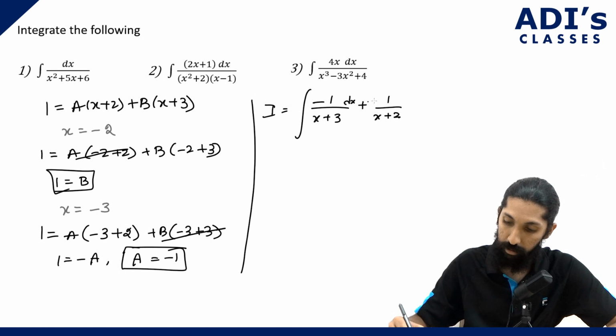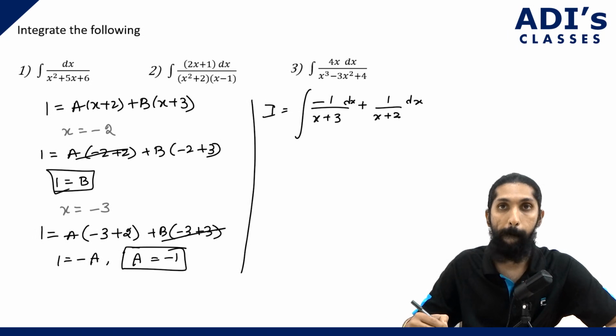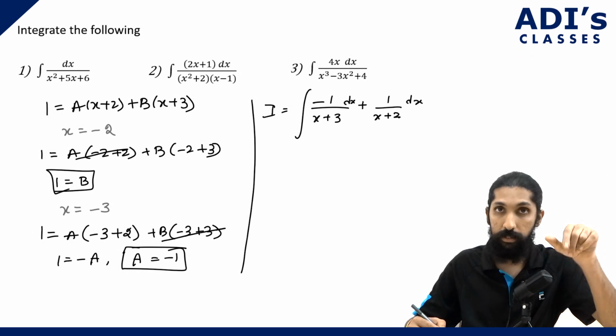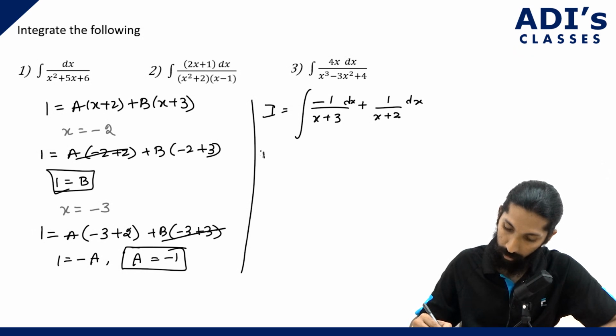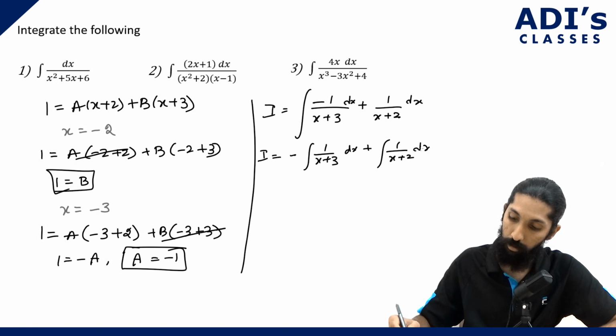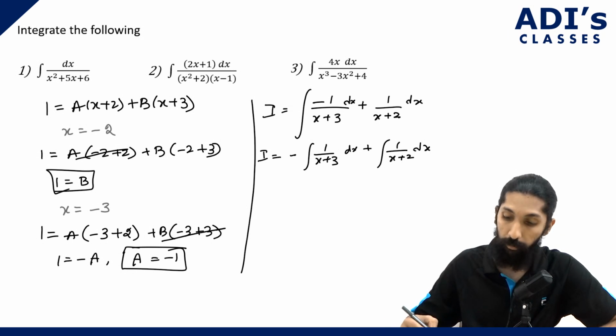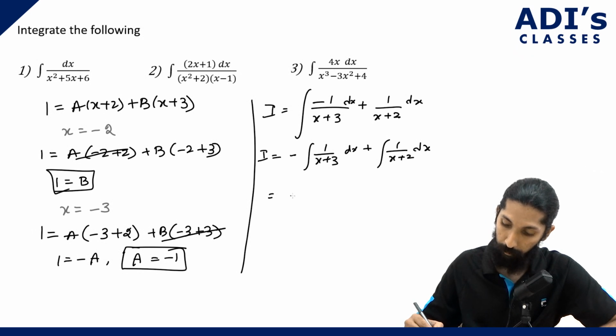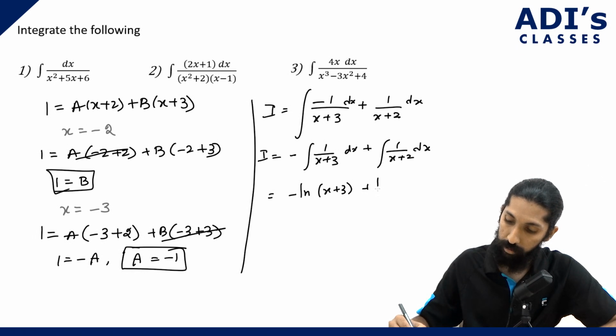So dx, here also dx. Now that we have dx on both the sides, split the integral. There is a plus sign in between. So I is equal to the integral of minus 1 by x plus 3 plus 1 by x plus 2 dx. What is the integral of 1 divided by x plus 3? Log function, right? So this is going to be minus log of x plus 3 plus log of x plus 2.